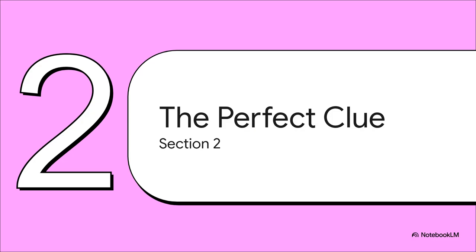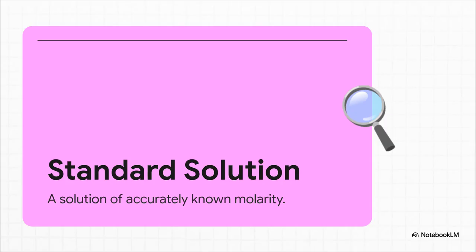Now, every good detective needs a reliable clue, right? A piece of evidence that is absolutely 100% trustworthy. In our case, that perfect clue is something called a standard solution. A standard solution is our gold standard. It's our starting point, our one piece of solid truth. Its concentration, or molarity, is known with just incredible accuracy. And you gotta understand, without this perfectly known clue, all our other measurements would be totally meaningless. This clue has to be perfect.